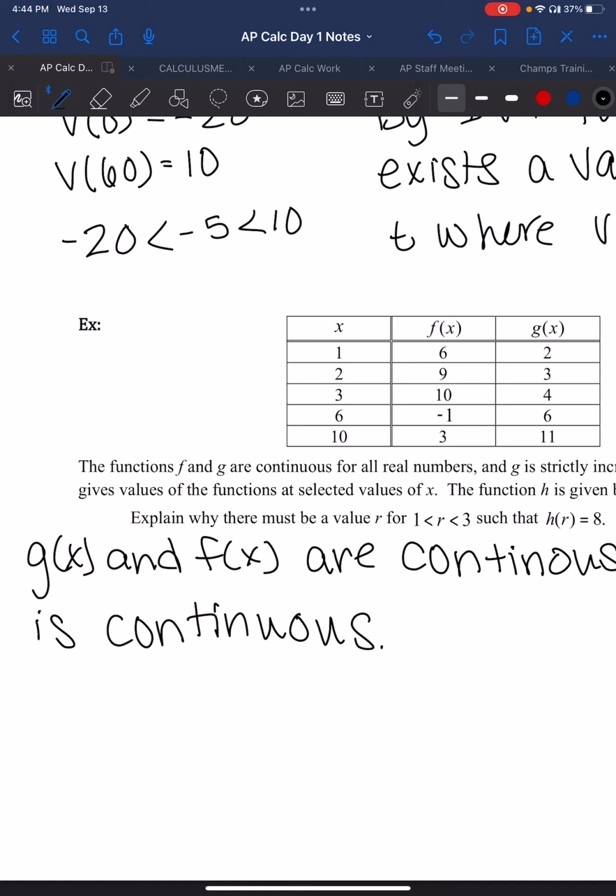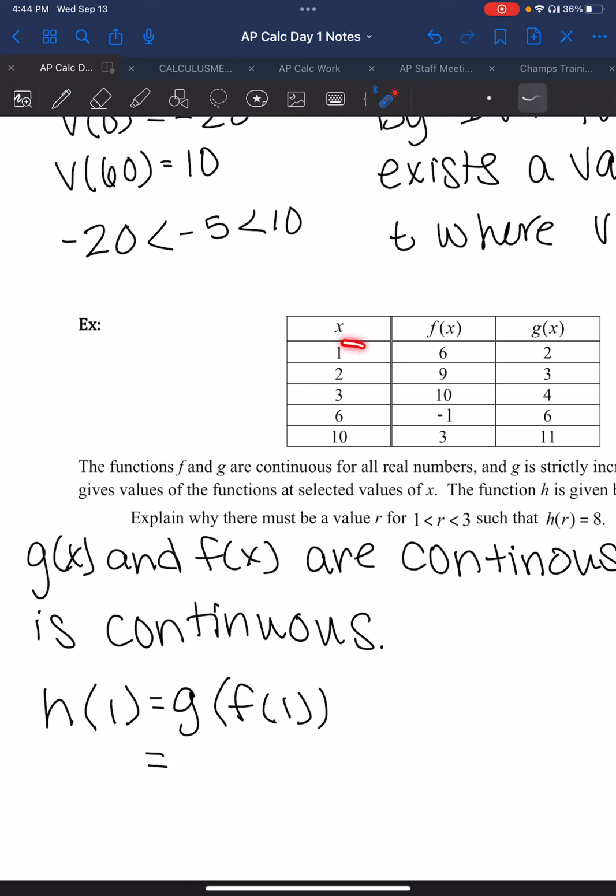Okay, now that we've claimed that they are continuous, we need to look at our endpoints. Our endpoints this time are 1 and 3. So we need to find h of 1 and h of 3. Let's start with h of 1. h of 1 is g of f of 1. So we need to find f of 1 first. At x equals 1, f is equal to 6. So we are now looking at g of 6. When x equals 6, g of x equals 6. So when we are looking at h of 1, our y value there would be 6.